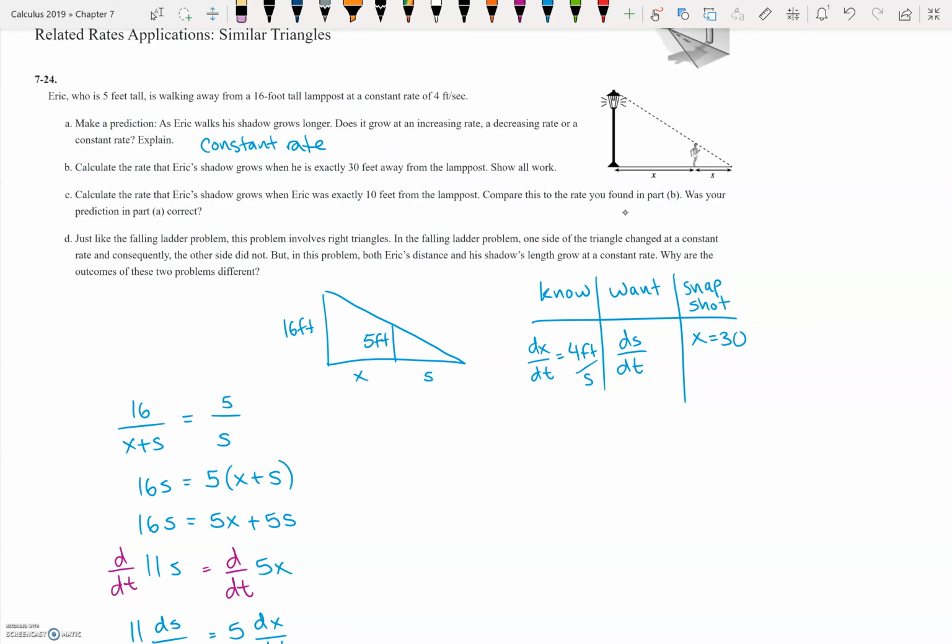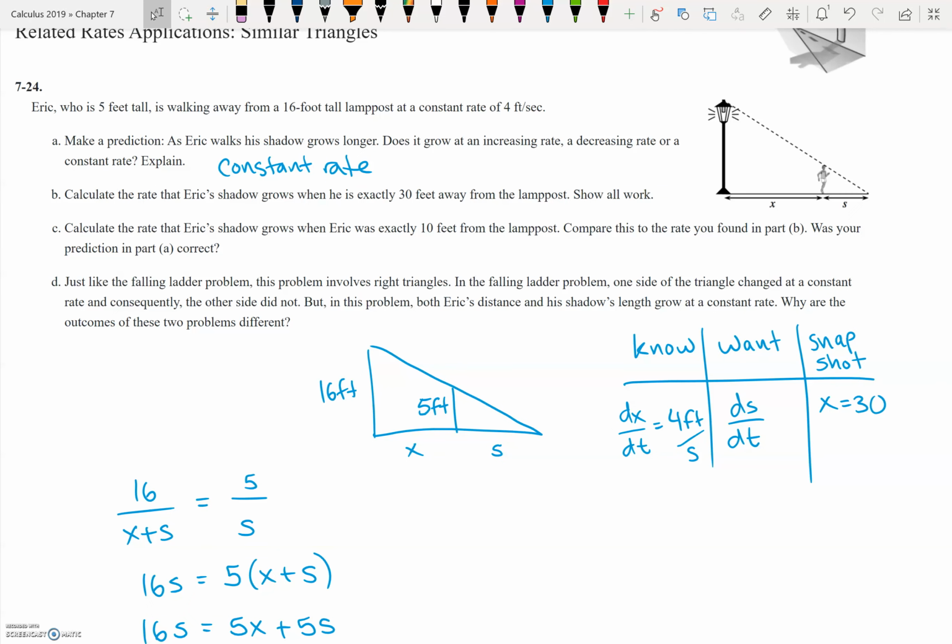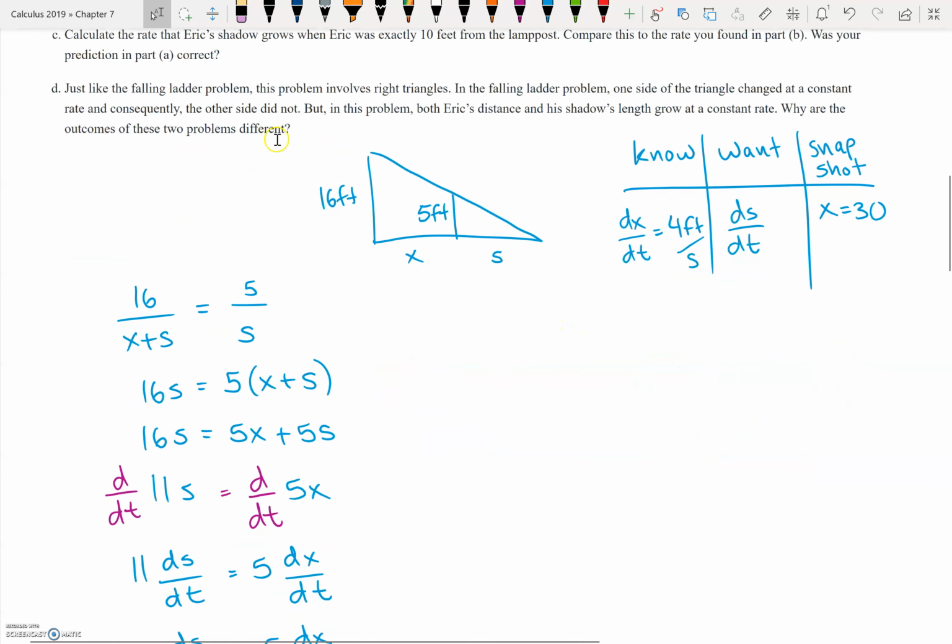Calculate the rate of Eric's shadow when he's 10 feet. Both of these are going to have the same rate because it is a similar triangles problem. And it doesn't matter where he is, the shadow is going to be growing at a constant rate, which is what our problem was answering right in the beginning. So that's why this problem is going to be a little bit different than our guy falling off of our ladder. And it's useful for us to recognize when we have a situation of Pythagorean theorem or we just have a proportions problem.